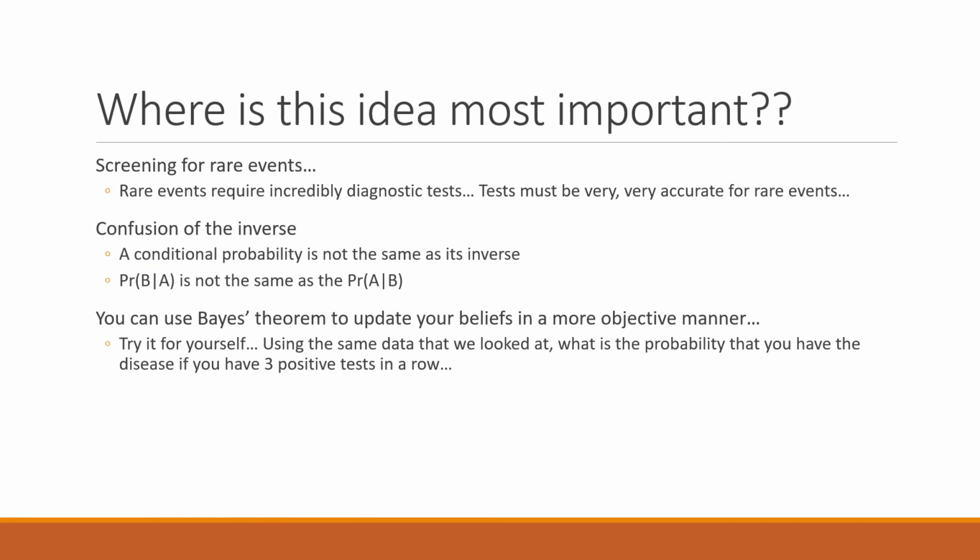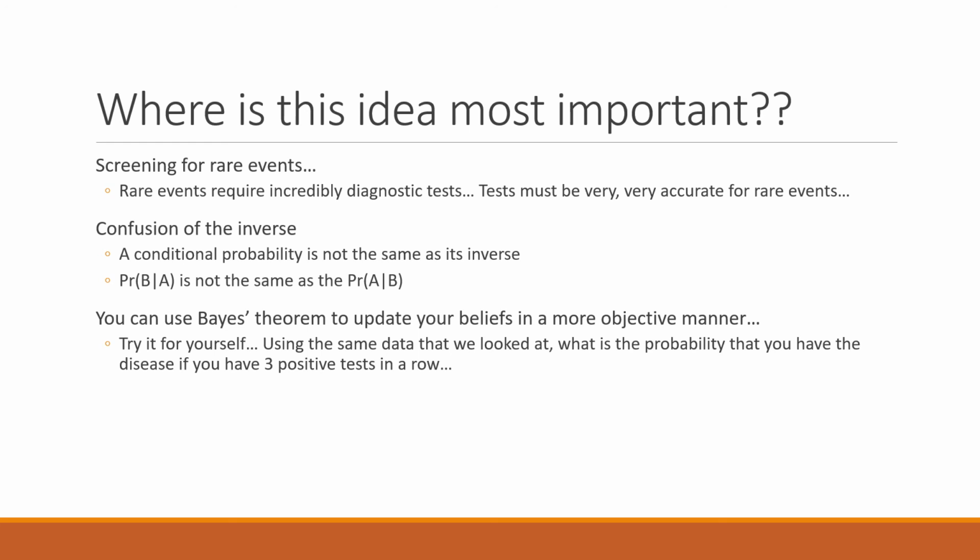All right, so why is this idea most important, or where is this idea most important? Well, one, it's screening for rare events, right? The example that we've looked at shows that if you have something that's really rare, doesn't occur very often, you need a test that's going to be incredibly accurate for picking it up. Because otherwise, right, you're going to have your number of true positives being outnumbered by your number of false positives, which is what we saw here.